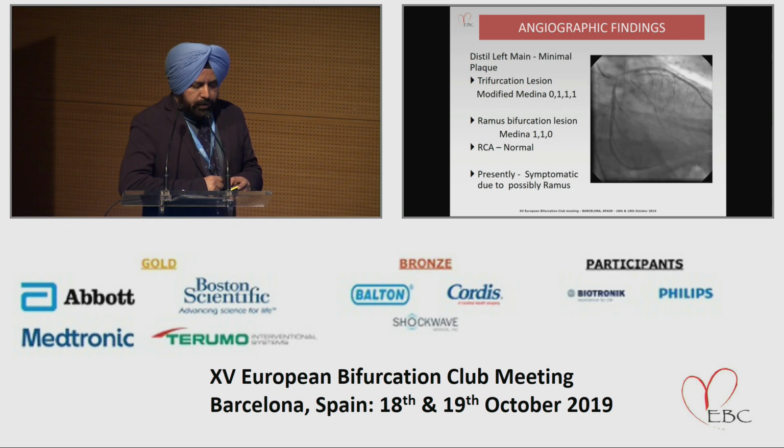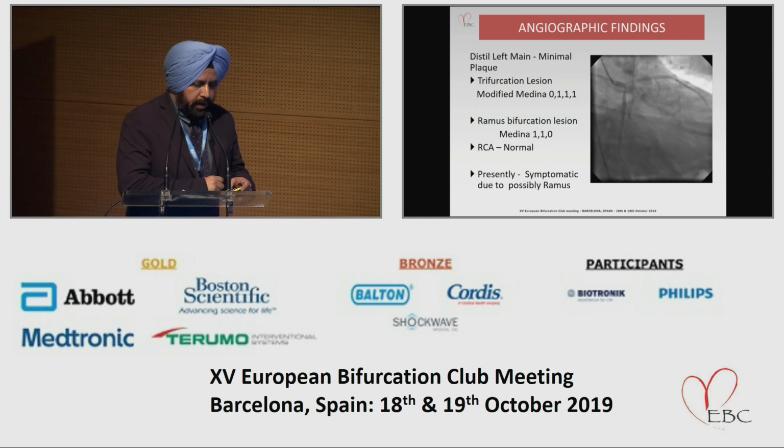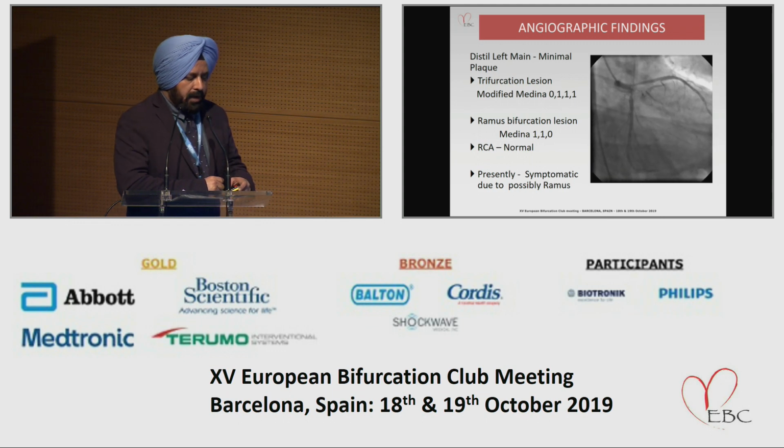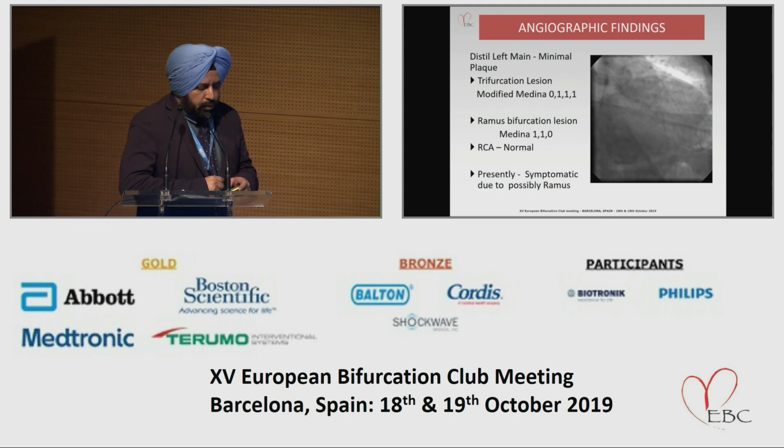So with these angiographic findings, he has got trifurcation lesion in the distal left main with the ostial involvement of all these three vessels, modified Medina 0111 for a trifurcation. And ramus again has a bifurcation lesion distally, and one of the branches is diseased, other branch appears to be normal starting from the ostium. RCA is normal, and possibly the patient is symptomatic because of the ramus lesion, because this is the most critical lesion in his angiogram.